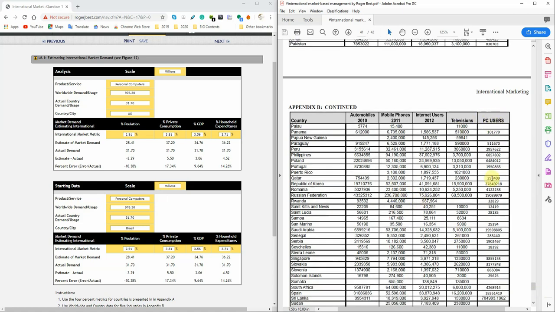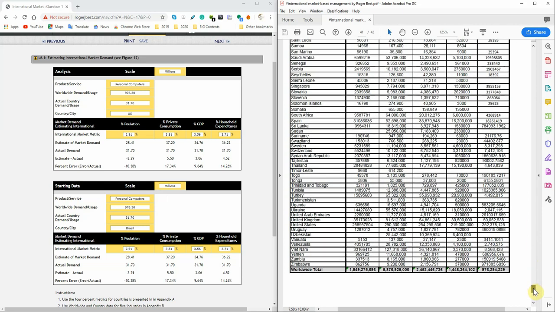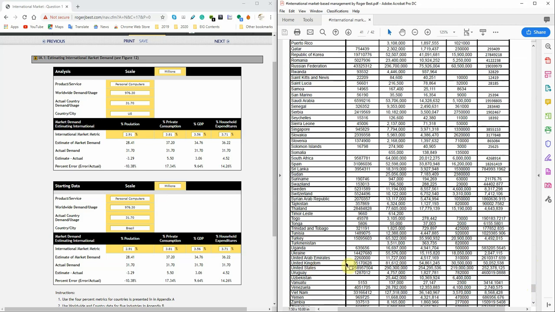PC users here, PC users. Let's look at the last column for the United States. It is about 252.3738 million. So we can change the metric to 252 million point 38. This is the actual demand in the United States.